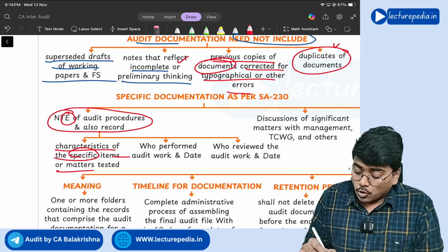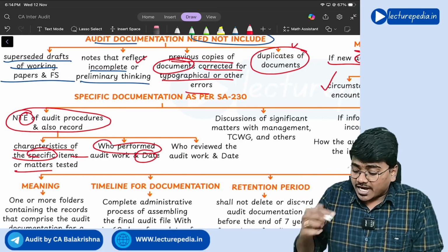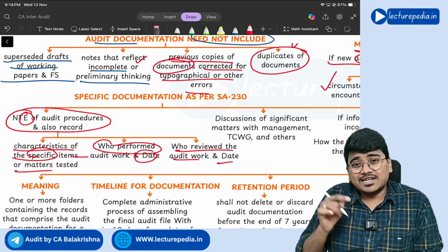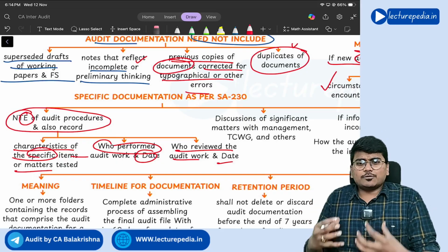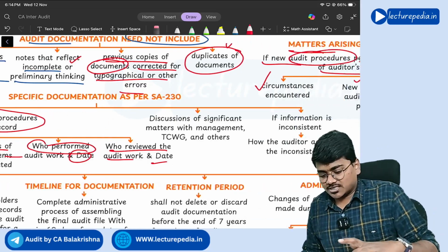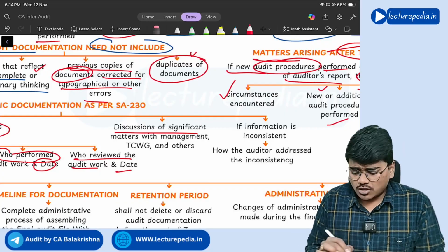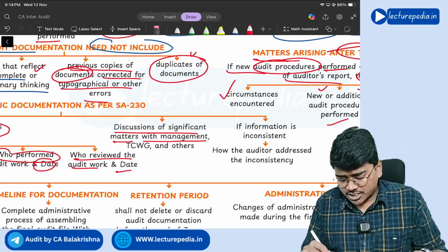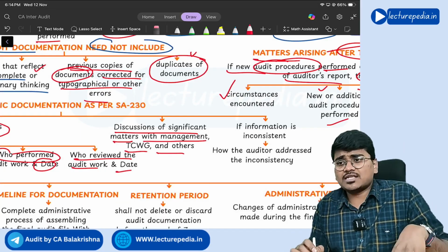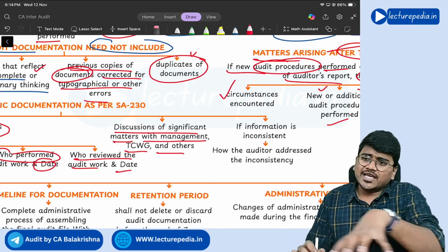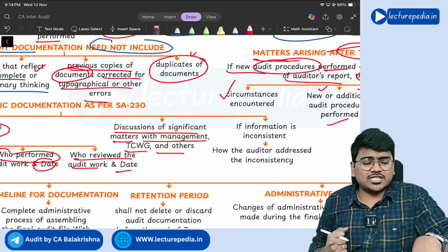Okay. Next, who performed that work and on which date that procedure was executed, and who reviewed the audit work and the date on which that audit work has been reviewed. So all these things you need to document. Got it? Yes. Next, discussions of significant matters with management, those charged with governance and others. So with management, those charged with governance and others, if you have discussed any of the significant matters, you should also document all those significant matters.